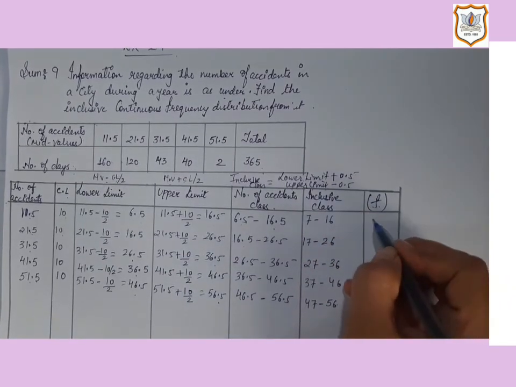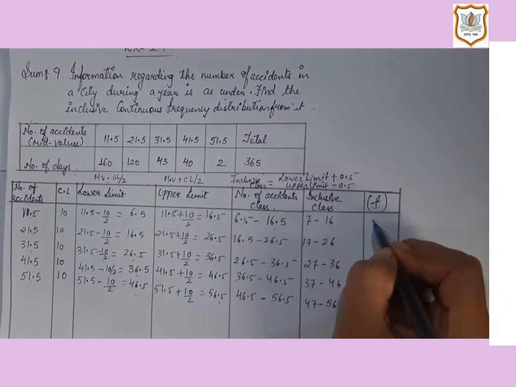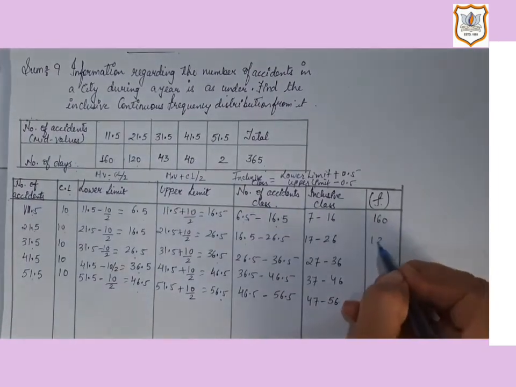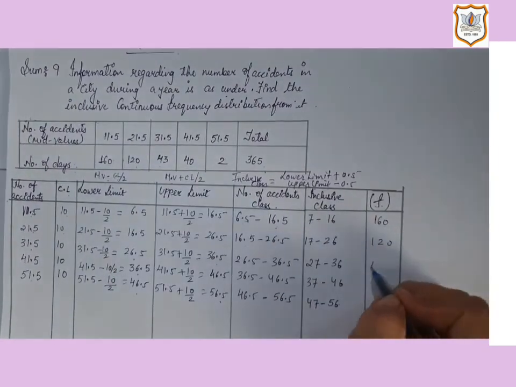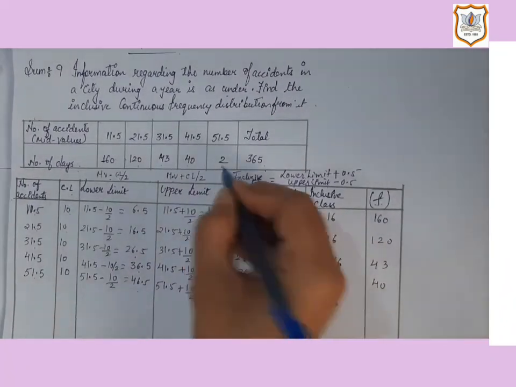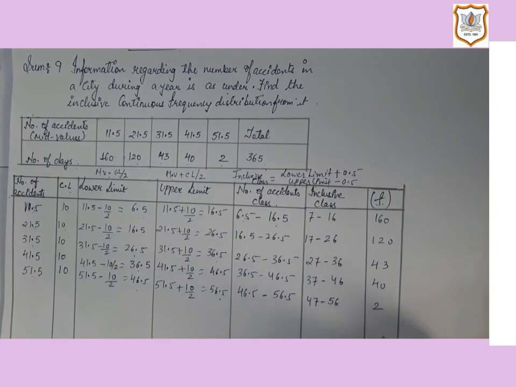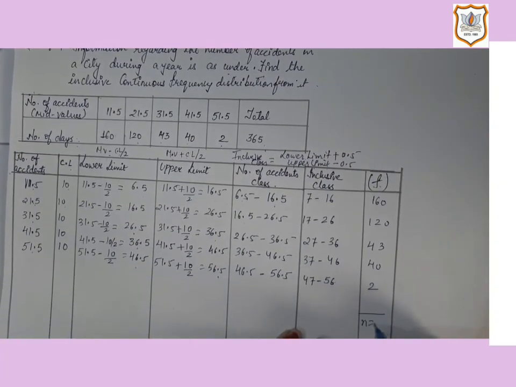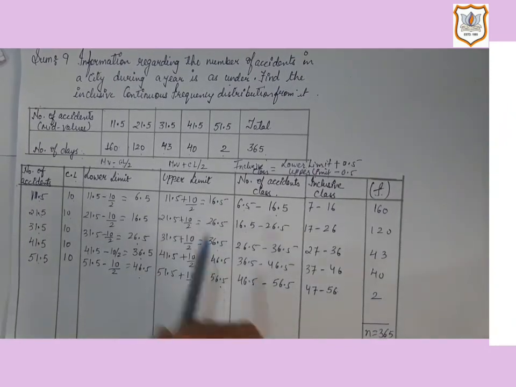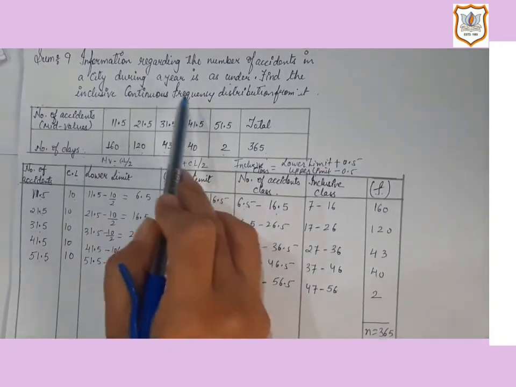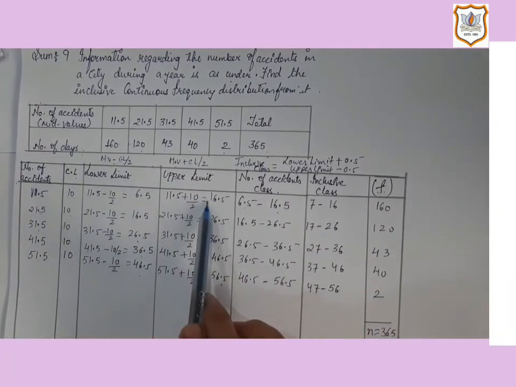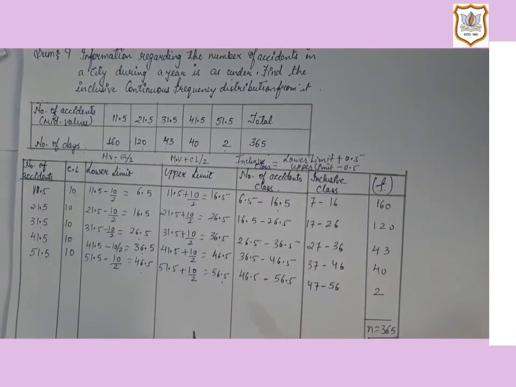Now we will write the frequency from the question. 160, then 120, then 43, and 40, and then 2. And the total is 365. So we have obtained inclusive continuous frequency distribution by finding lower limit and upper limit. And here we are done with the sum number 9. Thank you.